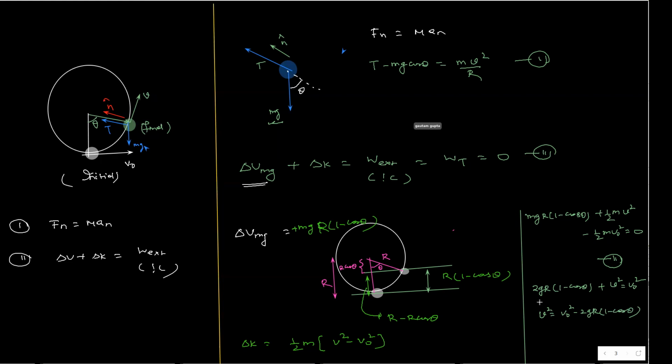So at any angle theta, you know what is the velocity of the particle. Let's say at theta equal to 0, what is the velocity? Cos theta will become 1, so 1 minus 1 is 0. So v will be v naught.